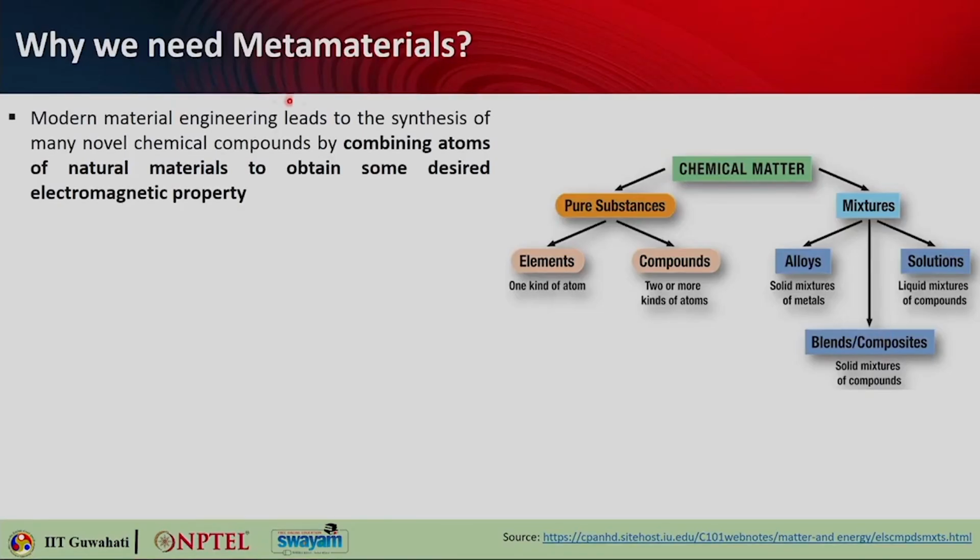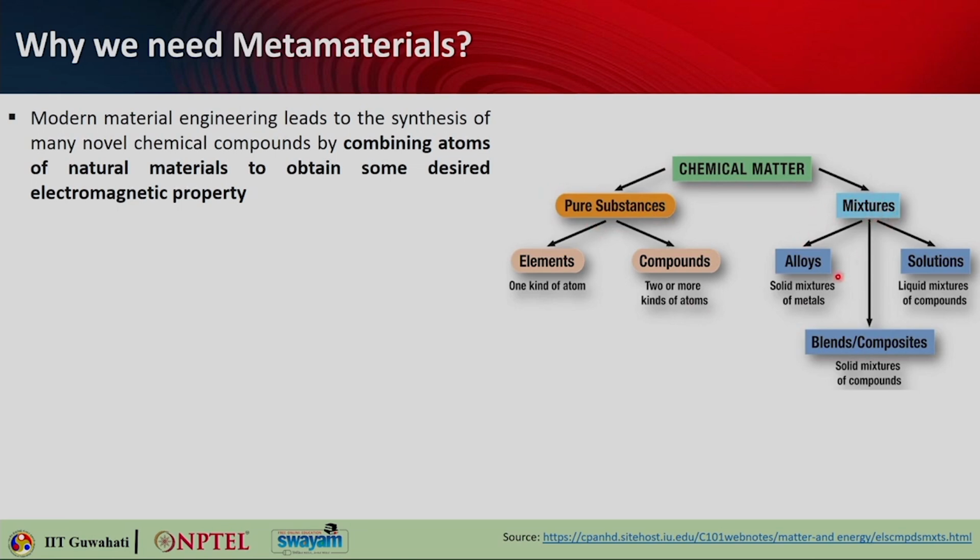Now the question comes, why do we need metamaterials? If you look into modern material science and engineering, they led to the synthesis of many novel chemical compounds by combining the atoms of natural materials to obtain some desired electromagnetic property. If you take any chemical matter, there are pure substances like elements where only one kind of atom is there, or compounds where two or more types of atoms are there. These are pure substances, and on the other side you can have mixtures.